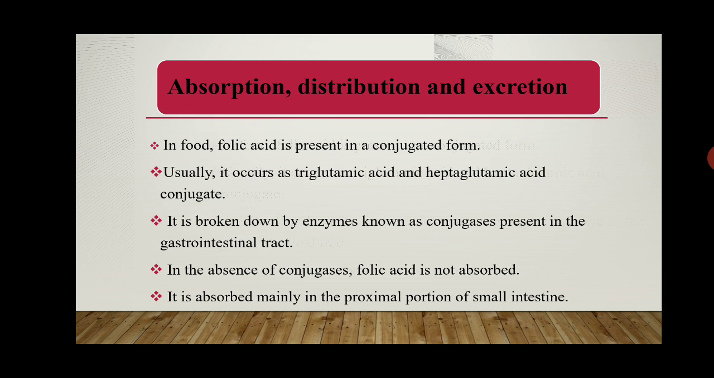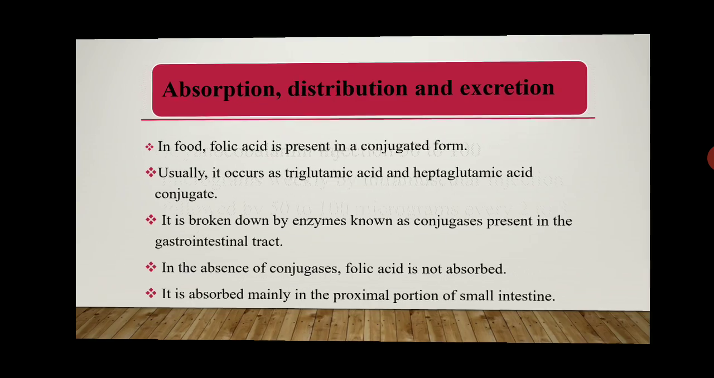Just as vitamin B12 needed intrinsic factor for absorption, folic acid needs conjugase enzyme. These enzymes are present in the GIT, and folic acid is absorbed mainly in the proximal portion of the small intestine.